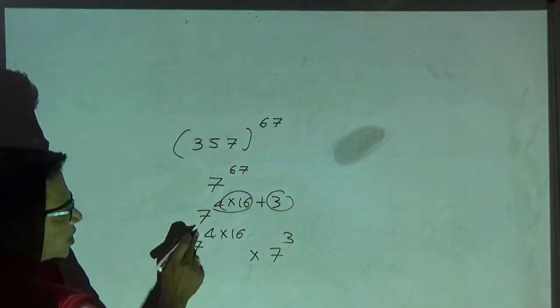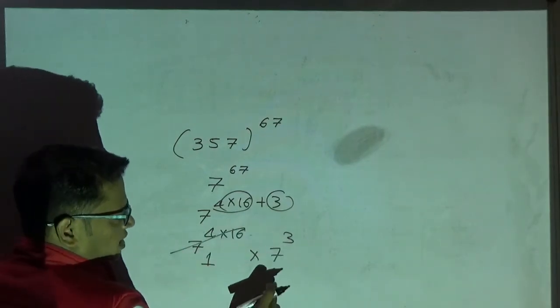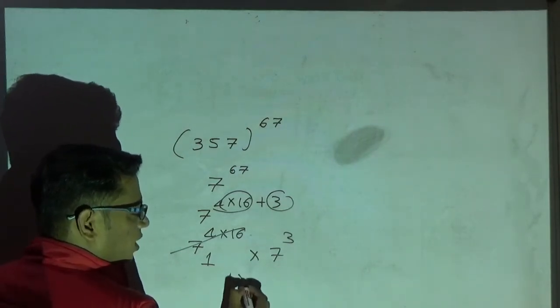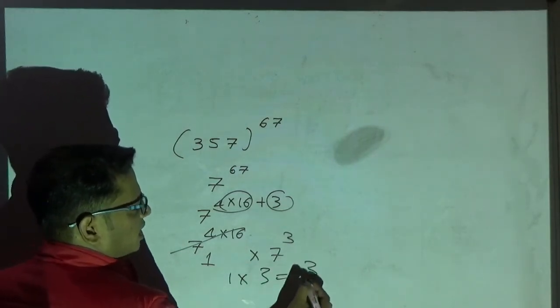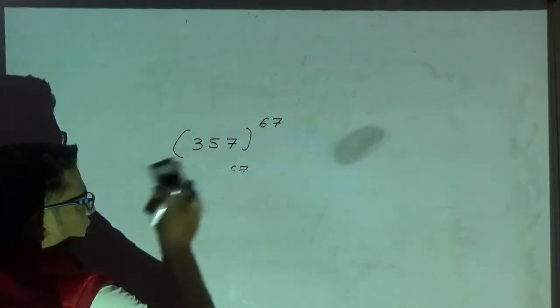Now 7 power 4 into anything, the unit place will be 1. 7 cube: 7 square is 49, 9 into 7 is 63, so the unit place is 3. So 1 into 3, what is the units place? 3. That's my answer. Now I will go for the examination questions, what they have asked in your exam.